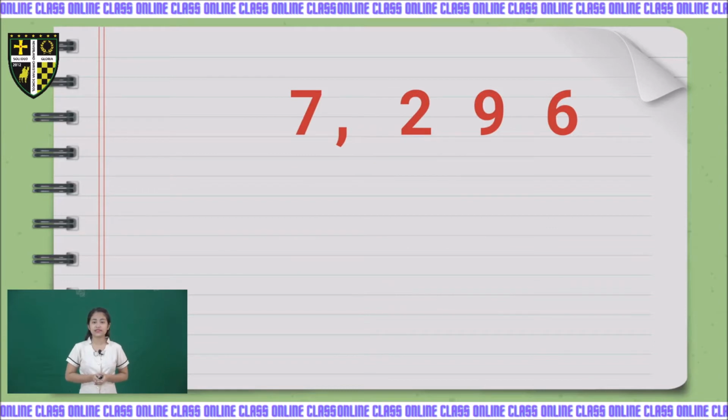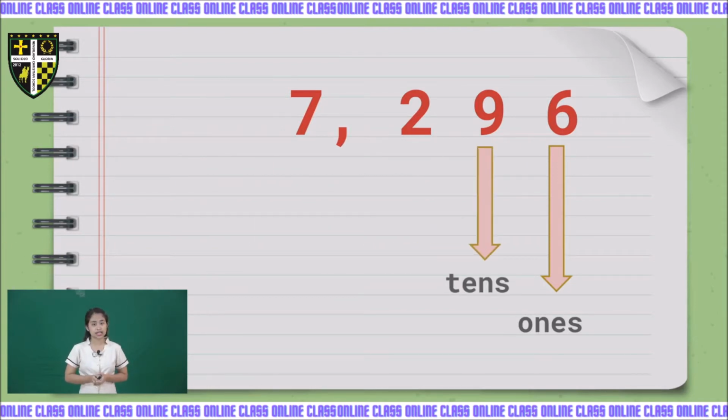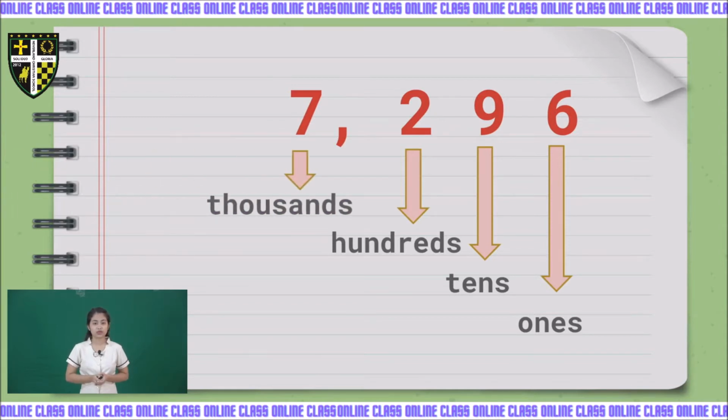Now, let us find out the place value of 6. It is in the ones place. Next, 9 is in the tens place value. And then the next one is the 2, which is in the hundreds. And then the next one we have 7, which is in the thousands place value.